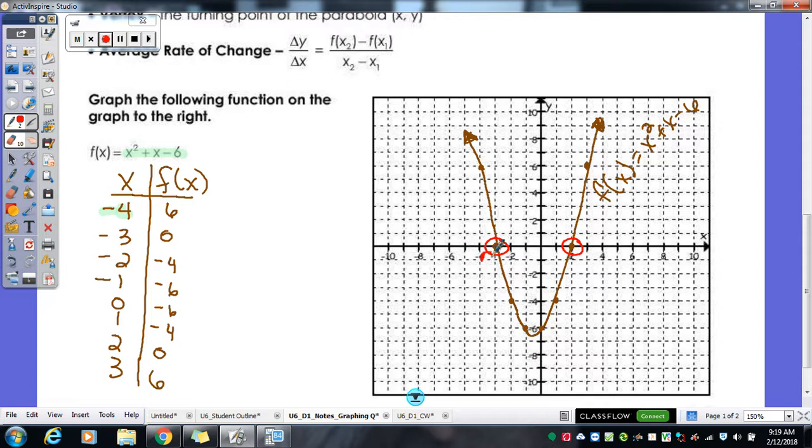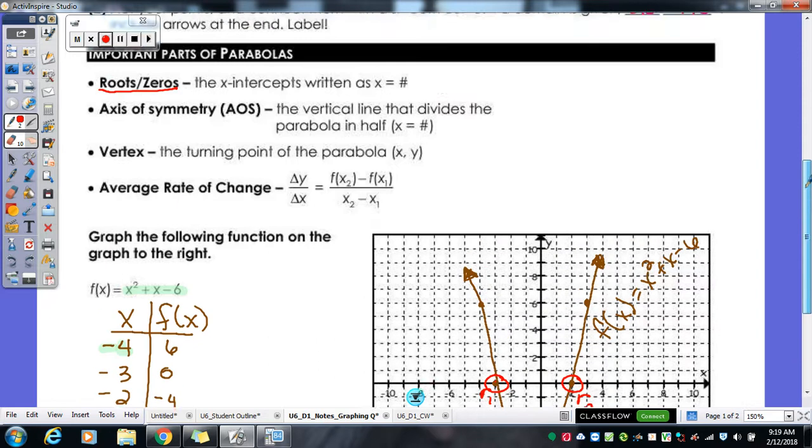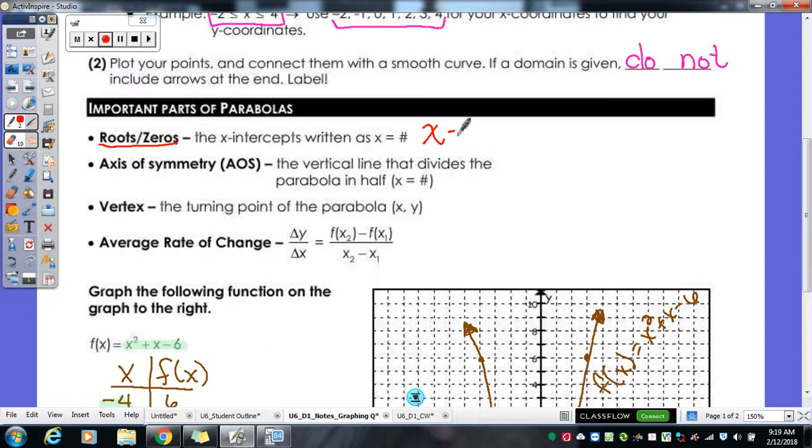I'm going to label this as root 1. That one is root 2. What are the values at those 2 points in time? -3 and 2. So the way we write our roots is x equals -3, x equals 2. Some people may tell you you can write them as a point. Please ignore them. That's not the way the Regents wants to see them. They want you to write them as x equals -3, x equals 2.